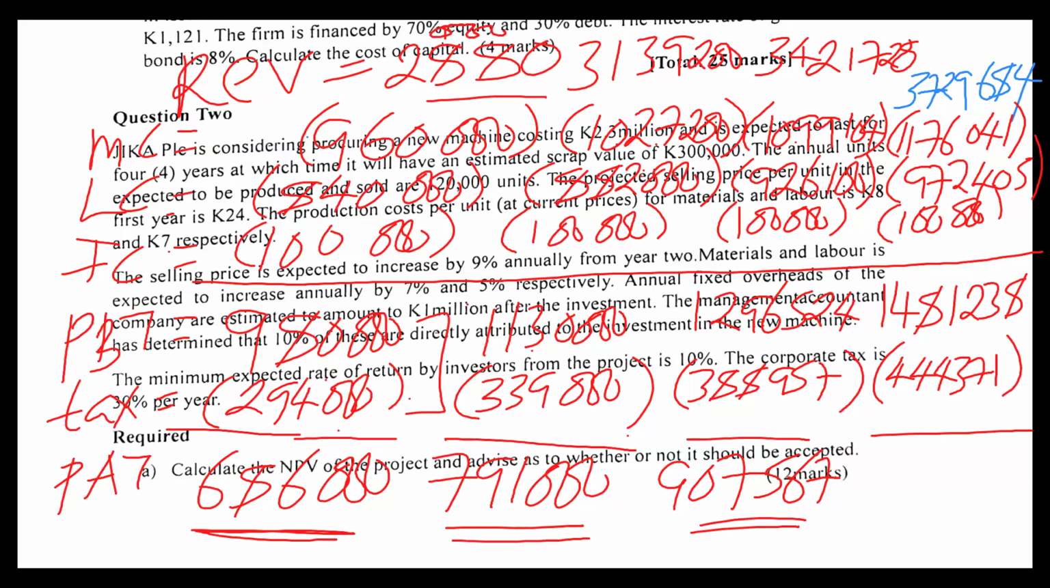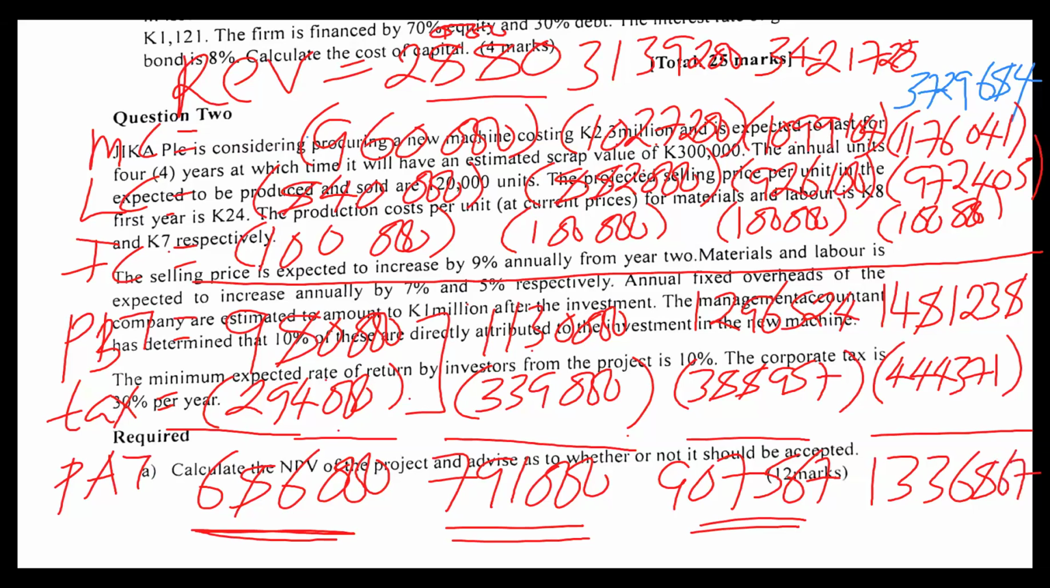The last year is 1,036,867. So when you add the 300,000, it should be 1,336,867. Yes.